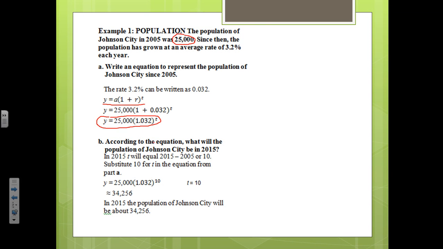So now for B, according to the equation, what will be the population of Johnson City in 2015? Well, in 2015, t will equal 2015 minus 2005, or 10. So we want to substitute the 10 in for t in our equation from part A. So we would get y equals 25,000 times 1.032 to the 10th power, because t equals 10. And that equals about 34,256 people. So the answer would be, in 2015, the population of Johnson City will be about 34,256.